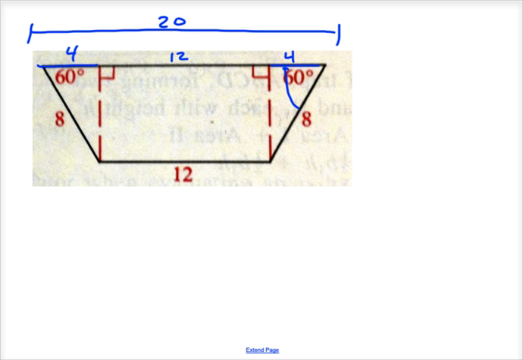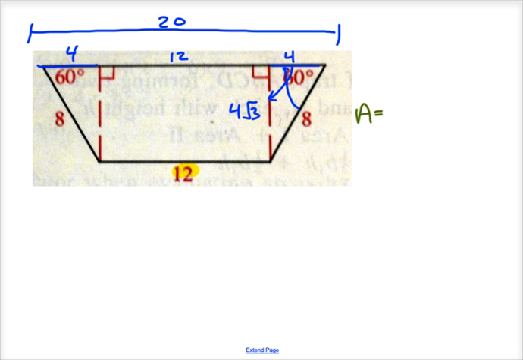So now I know my bases. What's the height? Well, in the 30, 60, 90 triangle, when I go from the short side of 4 to the height, it just gets bigger by the square root of 3. So it's 4 square roots of 3. So my final answer then is the area equals the average of the bases.